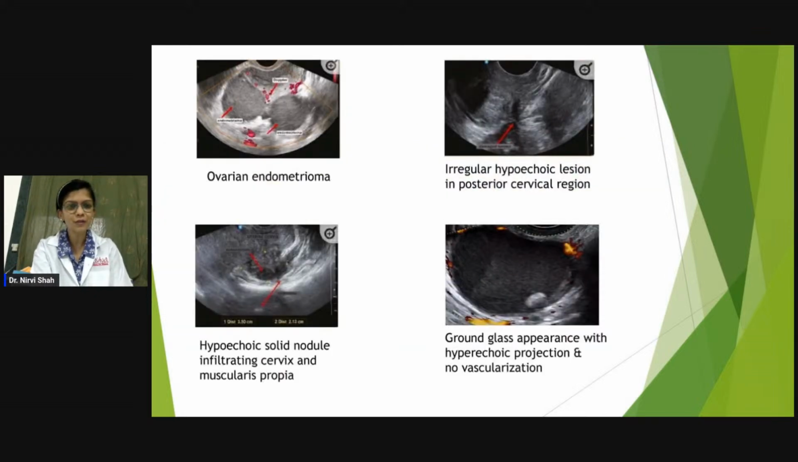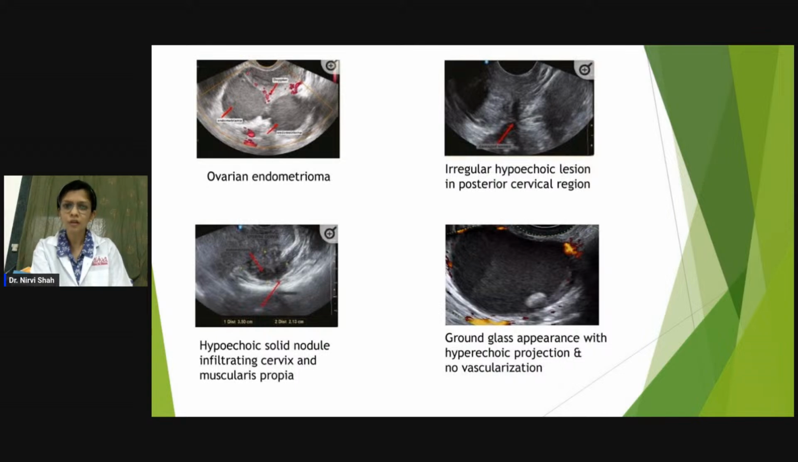So here, if you see the first USG, these are typical ovarian endometriomas. They are well circumscribed and they have this typical ground glass appearance. And if you see, there is no vascularity seen inside.